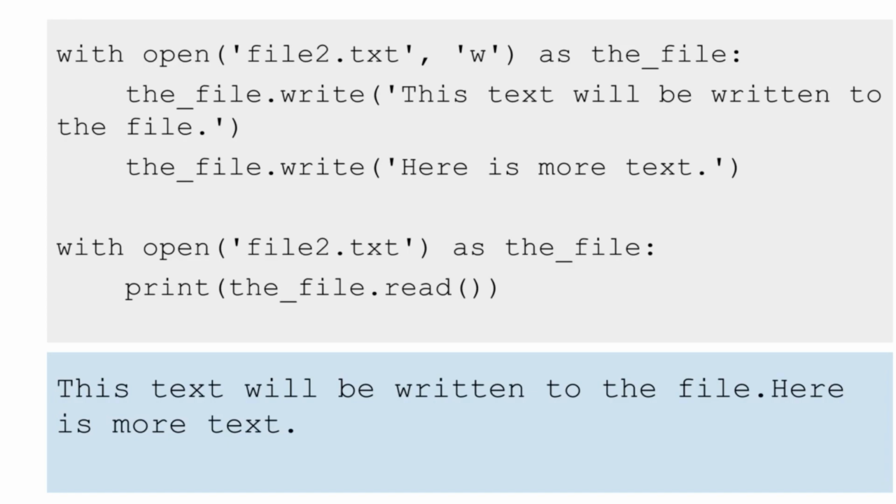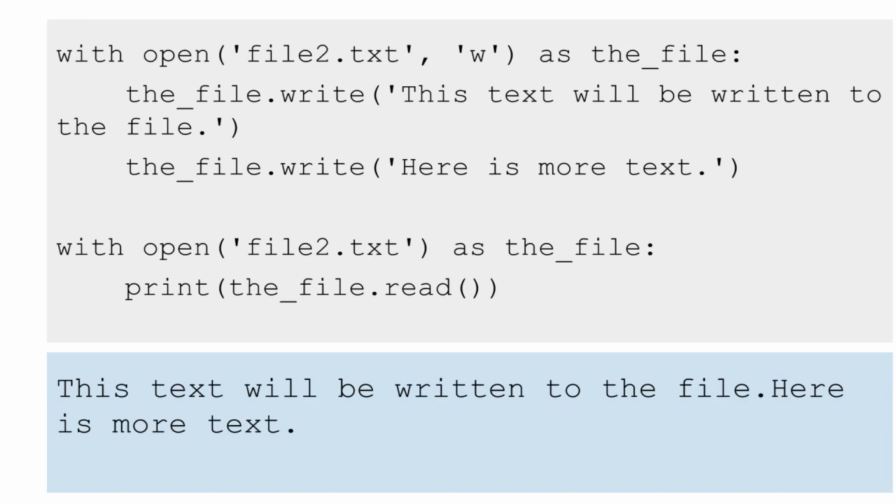Next, we use the write method and provide some text. We call the write method again and supply even more text. Finally, we open the file again in read-only mode and print its contents. The output, which is displayed at the bottom of your screen, might not be what you expected.